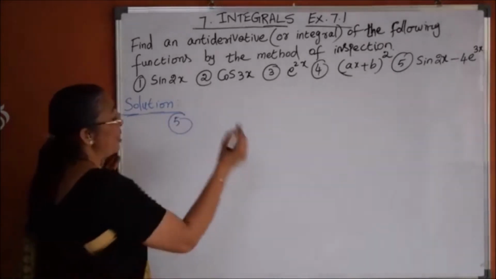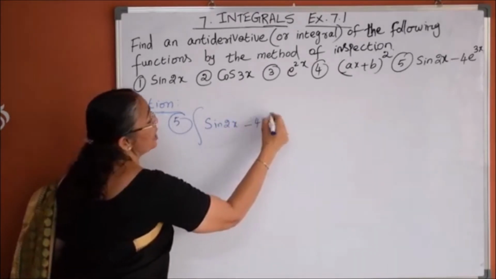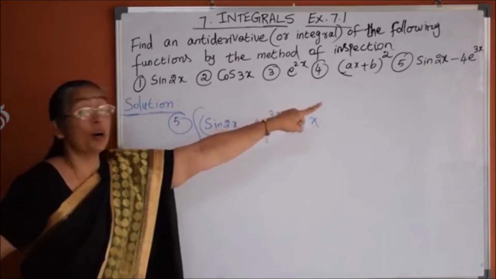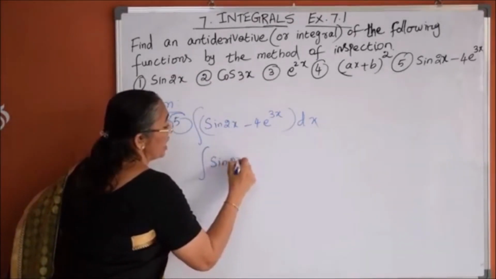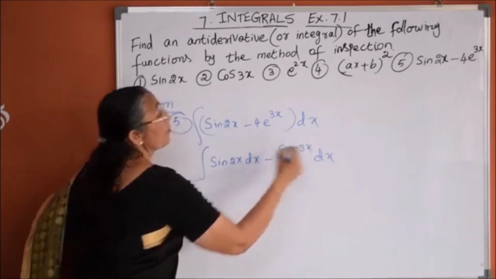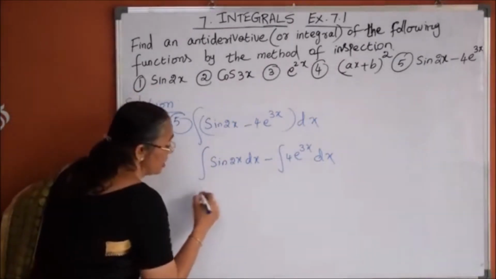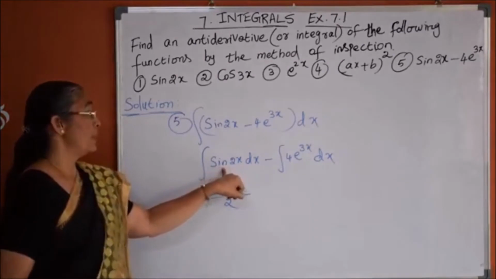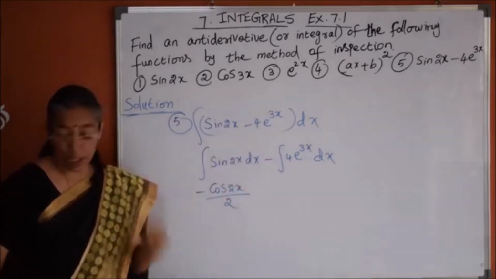Last one, we have to find out the integration of sin 2x minus 4 e to the power of 3x dx by the method of inspection. Already we have found the integration of sin 2x. Okay, first let me split: integration of sin 2x dx minus integration of 4 e to the power of 3x dx. The first problem we found that integration of sin 2x dx is nothing but minus cos 2x by 2. So, already we have solved this problem. Now, let me do the integration of only 4 e to the power of 3x dx.